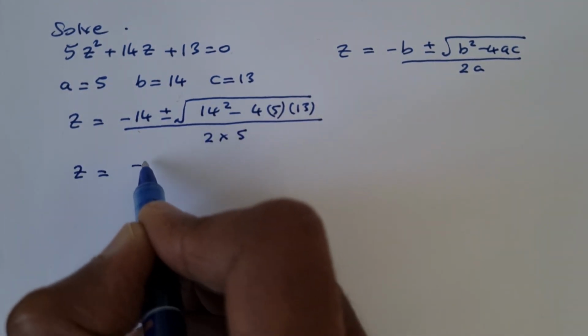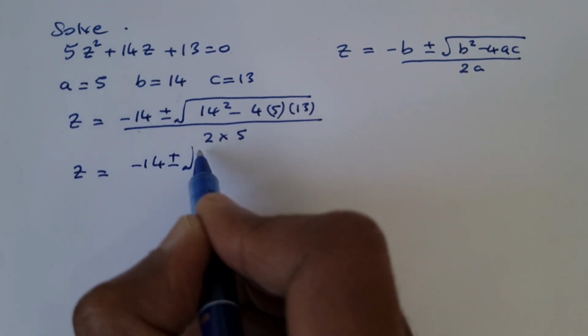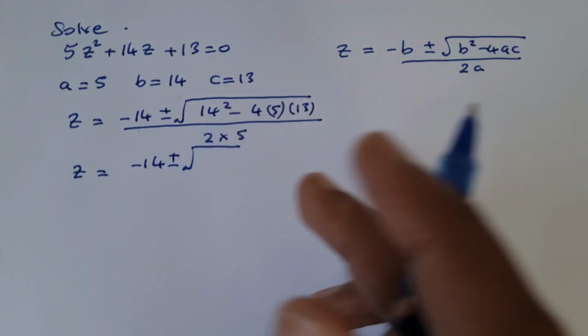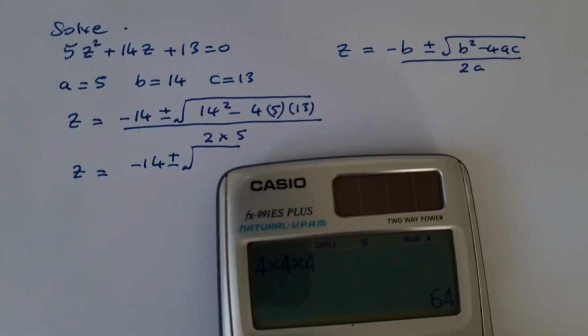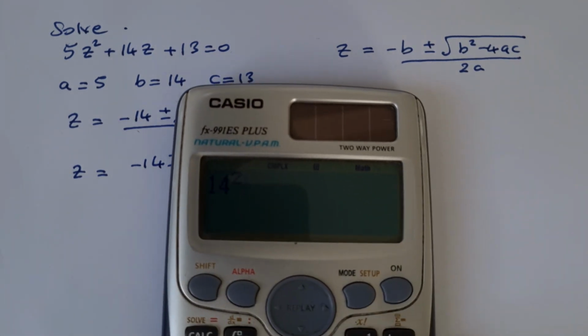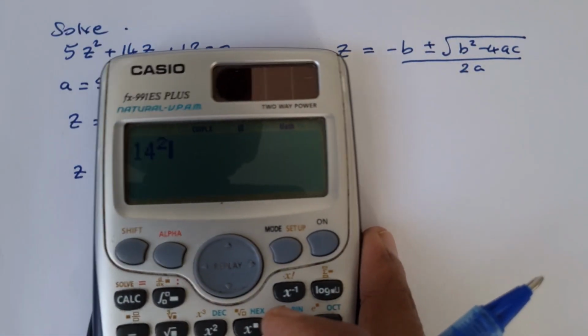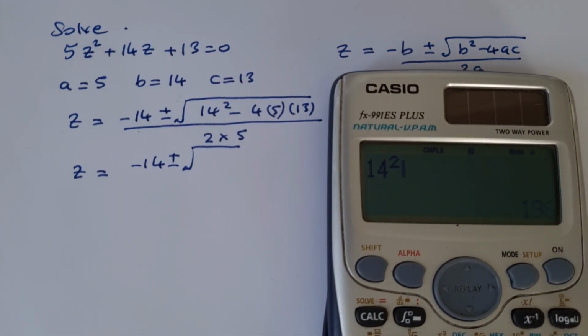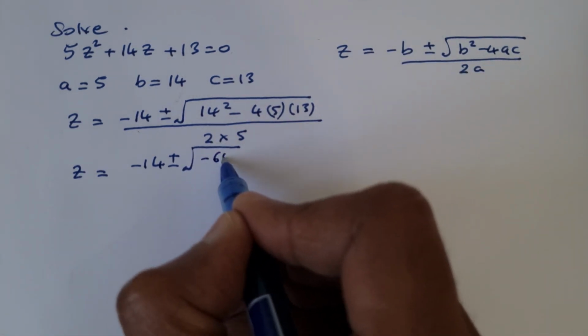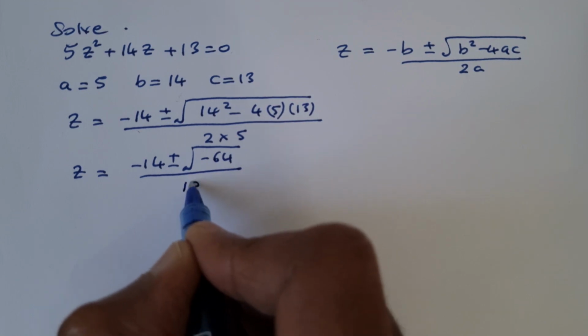So z is going to be equal to minus 14 plus or minus the square root of, now if I were to do the square root of this, I'm going to get 14 squared. Can you see it here? Alright, it's not very clear. Okay, 14 squared is this much. Minus 4 times 5 times 13, we end up with negative 64. So negative 64, and all of that divided by 10.